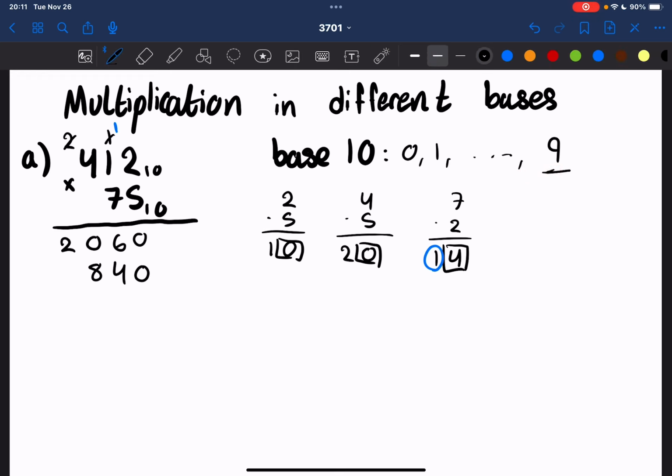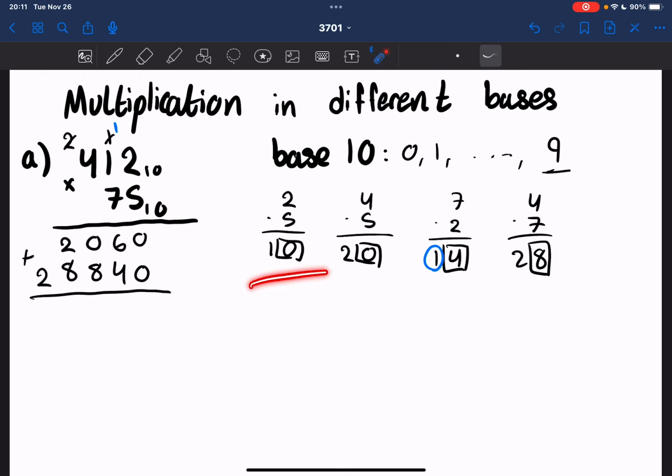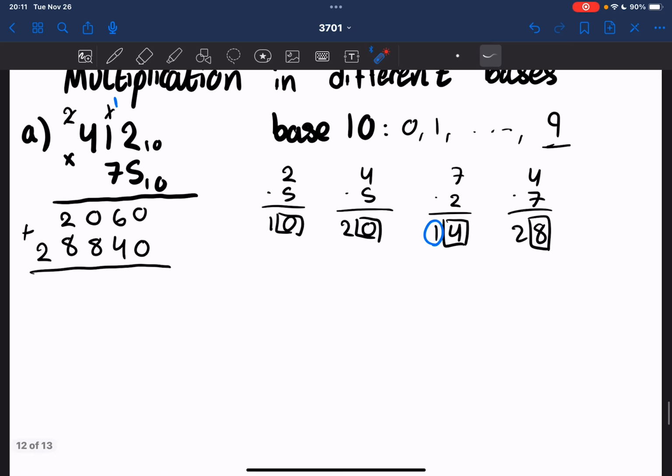And then lastly, we have 4 times 7. Well, you know that the operation 4 times 7 will give you something bigger than 9, so let's just write it out. That would give us 28. So we put 8 here, carry the 2. The 2 just gets put down here, and then we're done, right? And we have to add these numbers together. The reason why I'm doing it in this method is because you'll see that you can extend it to the next base or to different bases.